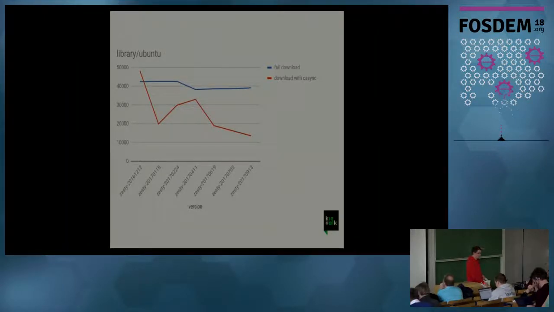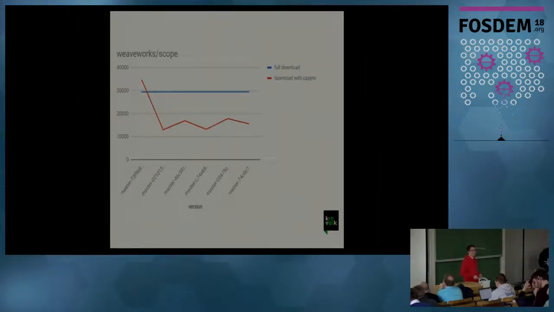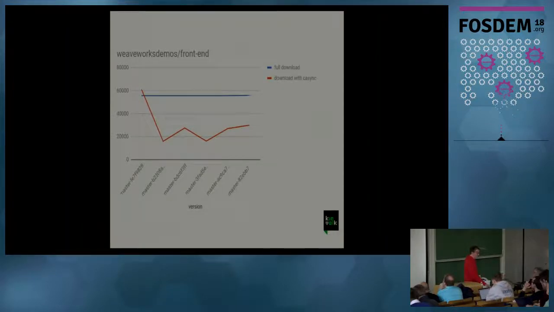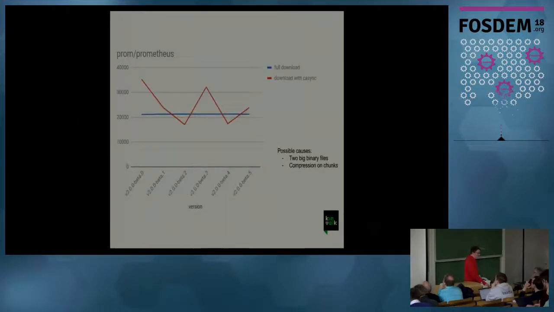I tried with other images with Ubuntu, tried different snapshots of Ubuntu, and I see that in this image as well, after the first version, I can set some network. Scope from WeaveWorks as well, looks not too bad. Some other software, PHP. But this one, I didn't get what I expected. Here I see that when I use the CSync method, actually it seems worse most of the time.